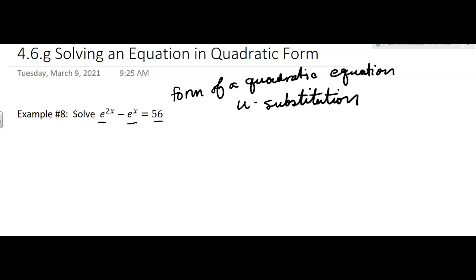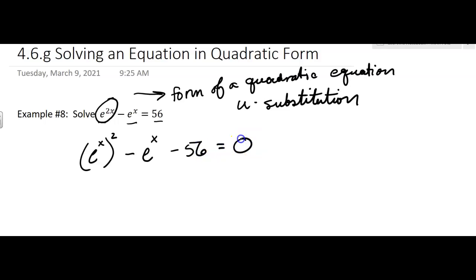So what we're going to say is, first of all, why is it in the form of a quadratic equation? Because you have e to the x squared. So that's maybe the part that's tricky to think about, that e to the 2x means e to the x to the second power, because you multiply a power to a power, minus e to the x. Now I'm going to subtract the 56 over, and I get that equation. So you can see, oh, it kind of looks like a quadratic equation.